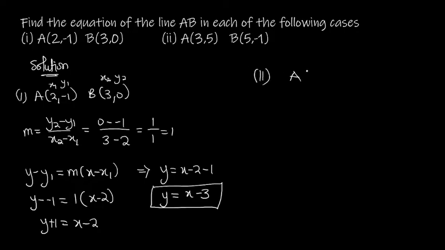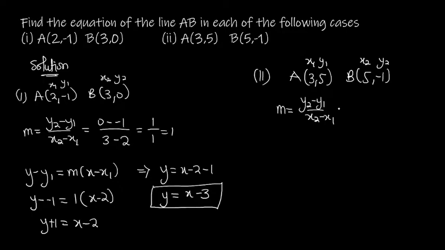So I have A with the coordinates 3 and 5, B with the coordinates 5, negative 1. Alright, so I label this x1, y1, x2, y2. As usual, because I'll be using this formula in finding the equation of the straight line, I need to calculate the gradient first. To do that, I have m, which is my gradient or slope, is equal to y2 minus y1 over x2 minus x1.